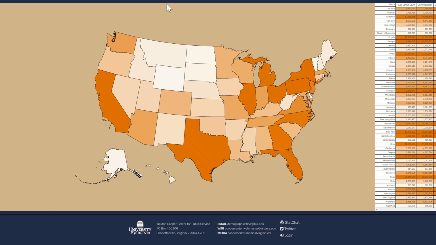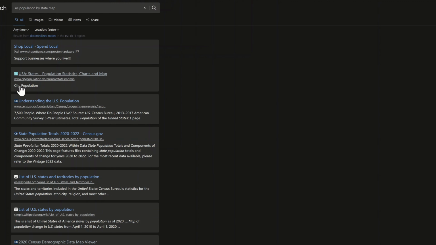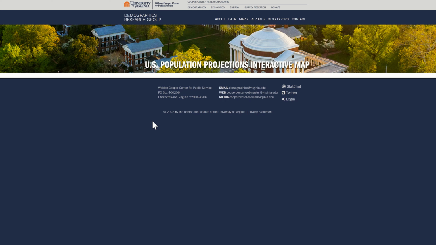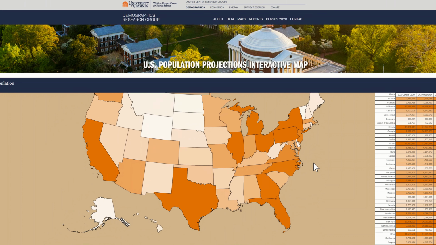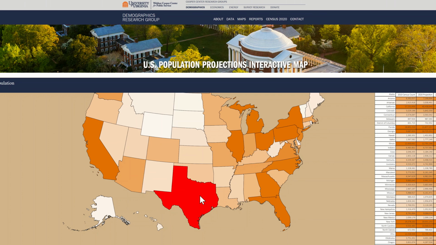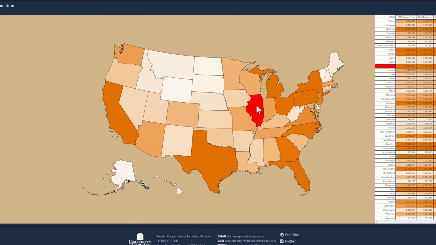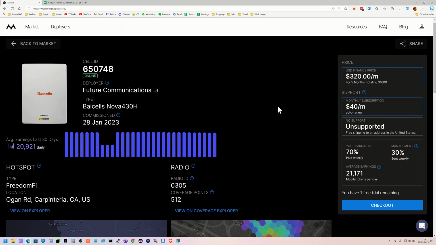You could also do what I've done here and just view a projected map. So I just searched US population by state, and I found one that says US population projections. So this is actually going to project where they think the population is going to grow most in America. And again, we've got California, Texas down here, Florida. So yeah, around these sort of areas of darker orange, if you find miners over here, then that could be a good idea for the future if you can find a cheaper one where the population is going to grow over time.